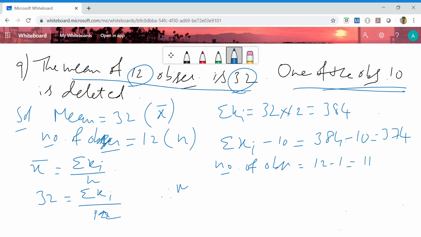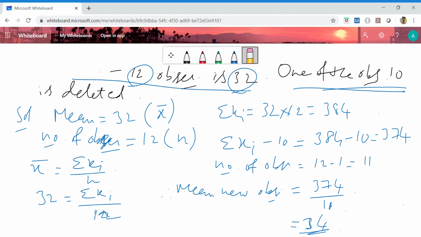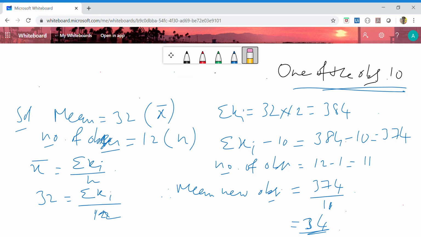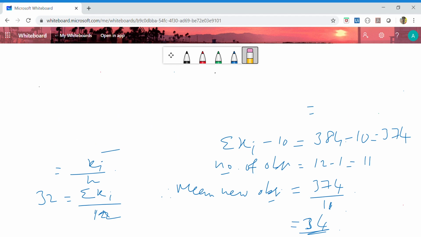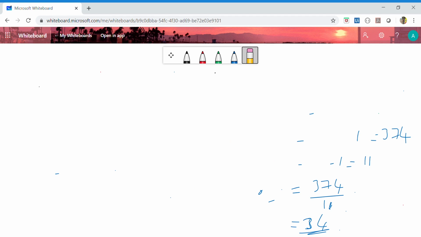Therefore, mean of new observations is 374 by 11, which is 34. So new mean is equal to 34. So the mean of 12 observations is 32, one observation 10 is deleted, then find the new mean, that is the question.